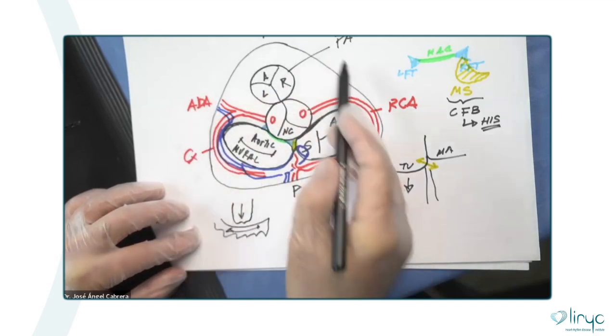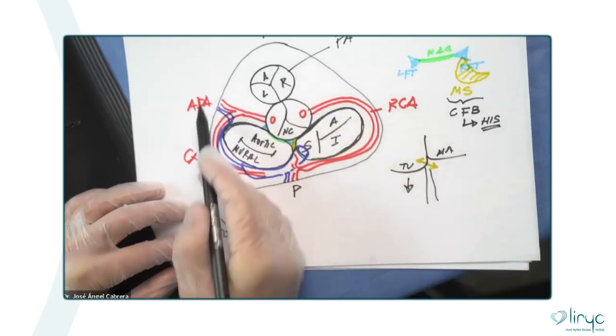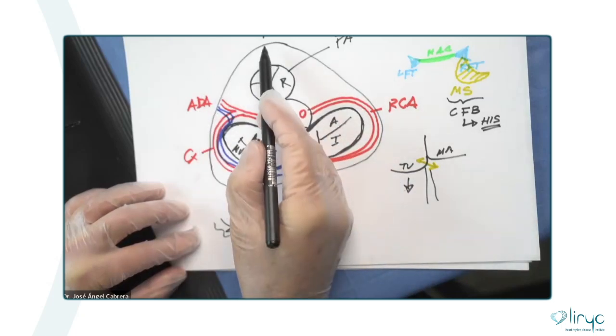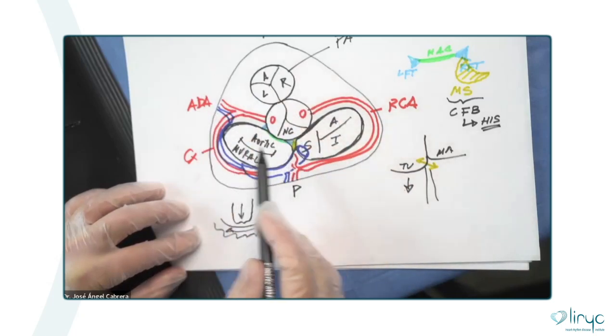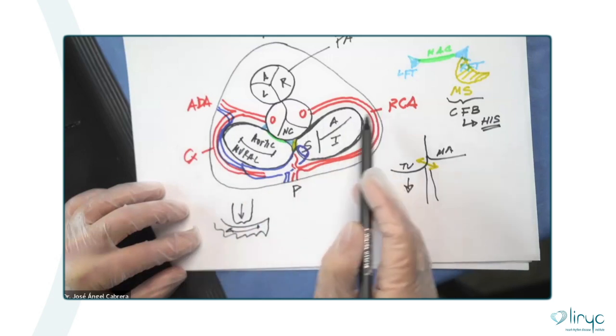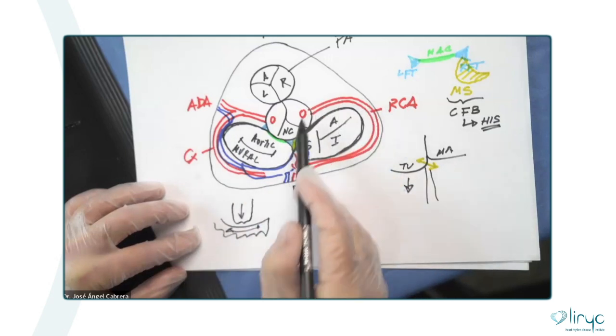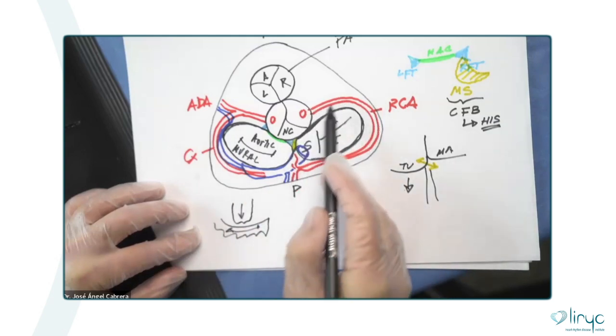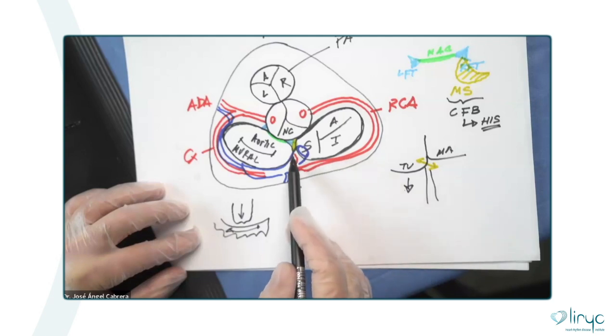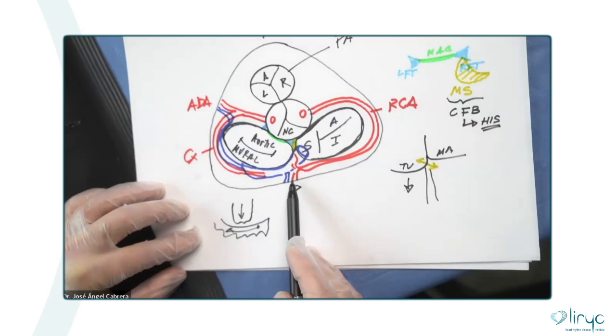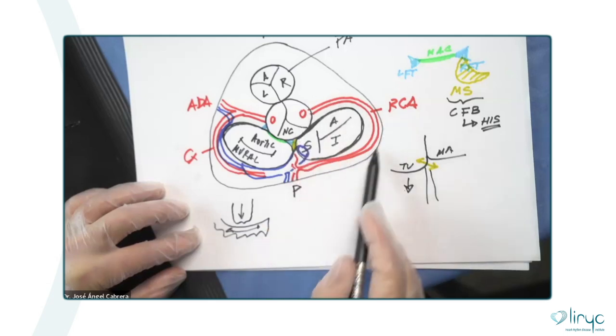Therefore, to understand the short axis is crucial. What is anterior? What is posterior? What is left? What is right? What is the AV groove surrounding the right AV groove by the right coronary artery, the AV nodal artery, and the posterior descending artery? What is the dominant coronary artery in this drawing? This is the right, because the posterior descending artery arrives from the right coronary artery.